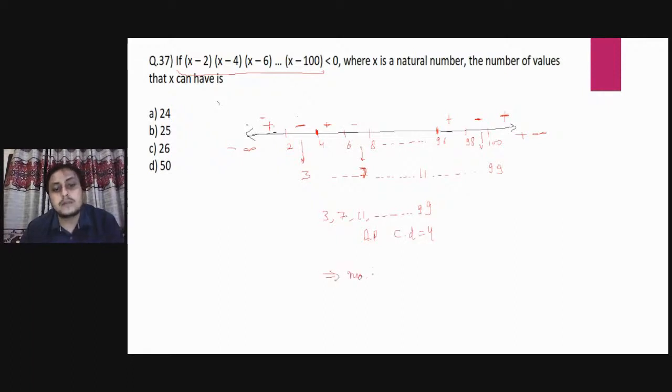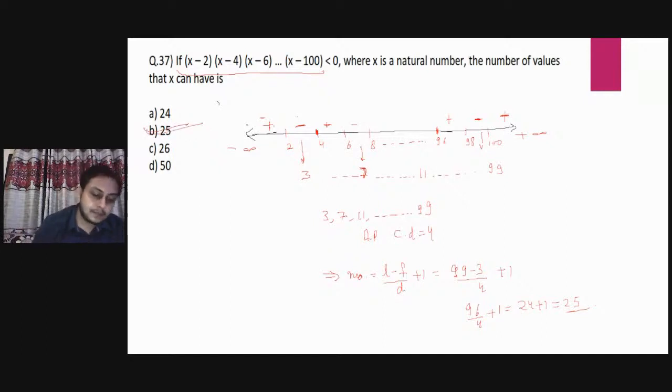So guys, we can easily find the number of terms in this AP. So the number of terms comes out to be (last term minus first term) by common difference plus 1, right? So (99 minus 3) by 4 plus 1. So what will we get? 99 minus 3 is 96, by 4, plus 1. 4 times 24 is 96, so 24 plus 1. The answer comes out to be 25. That is option B.